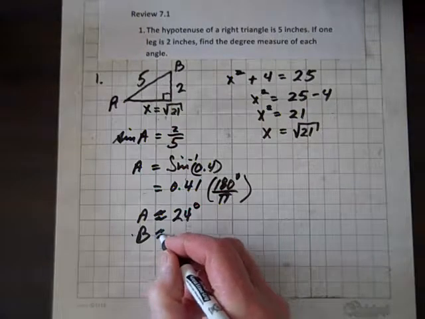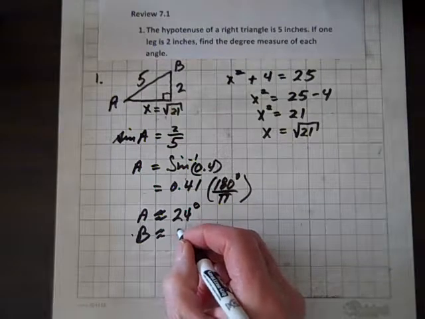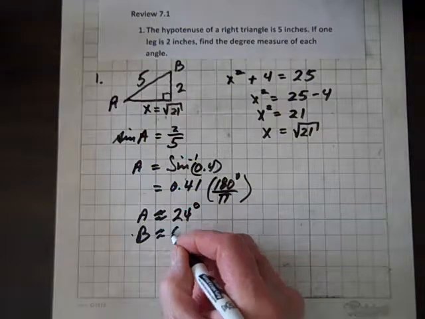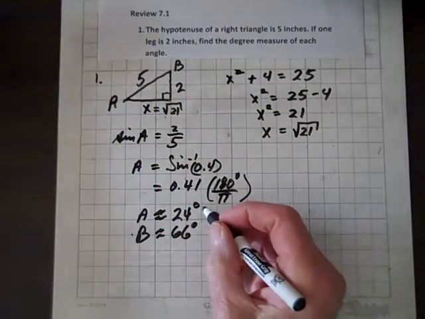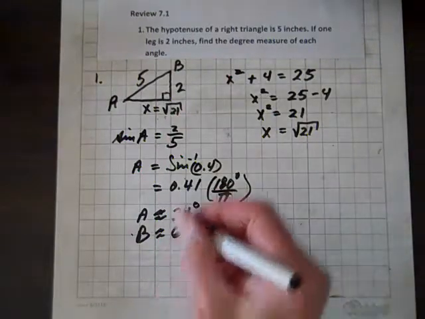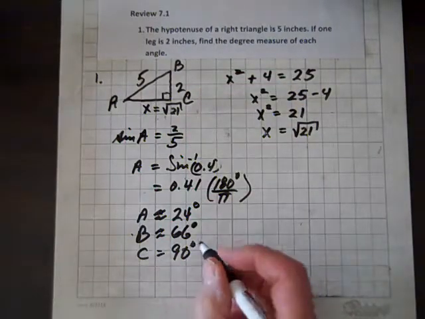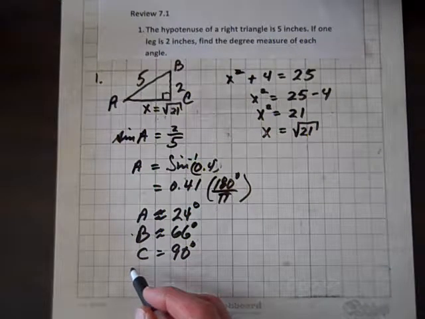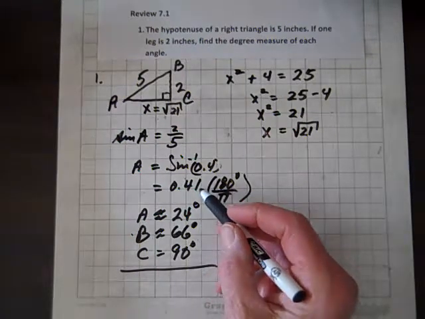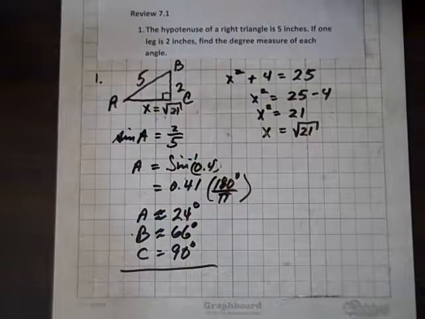B is going to equal approximately 90 minus 24, which is 66 degrees. And we know the third angle, and I'll call it C. C equals 90 degrees. And we're done. And the reason we said approximately, because the angle was in radians was an irrational number, so the best we can do is get an approximation.